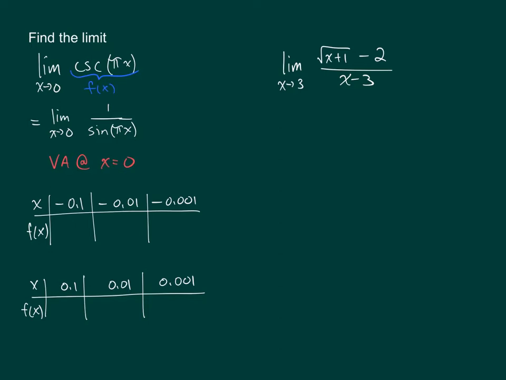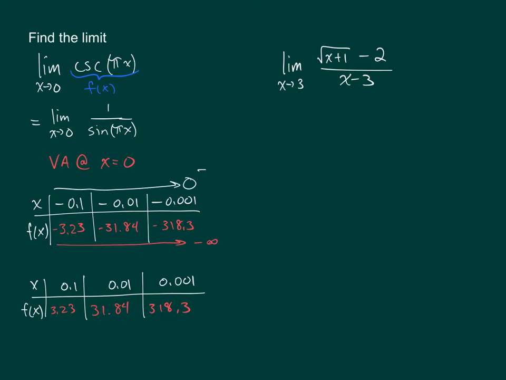So now we can start filling in this table. And when you substitute all of these x values in the top table, you can see that these values are approaching 0 from the left side. And as that happens, the y values, or the function values, approach negative infinity.